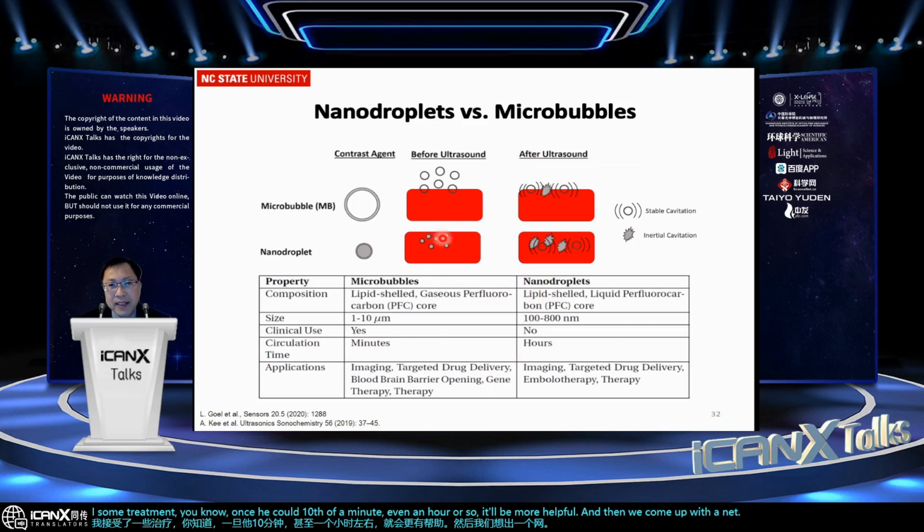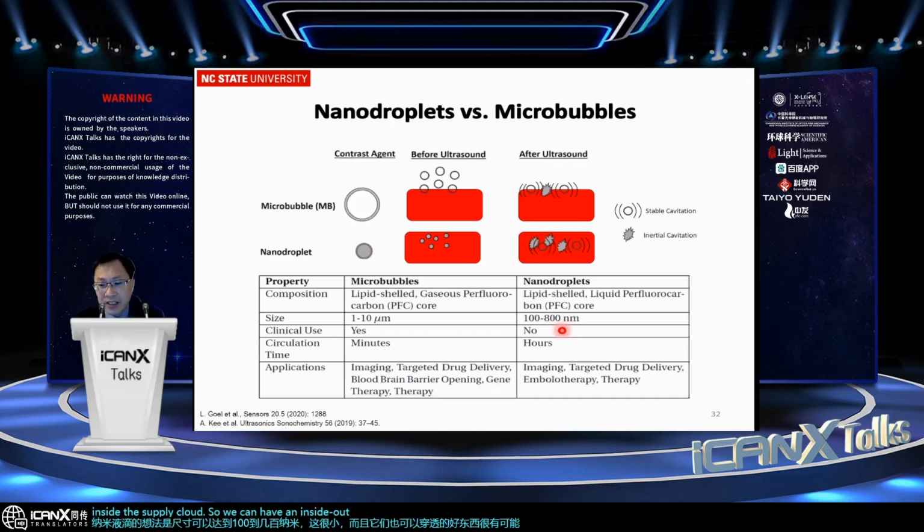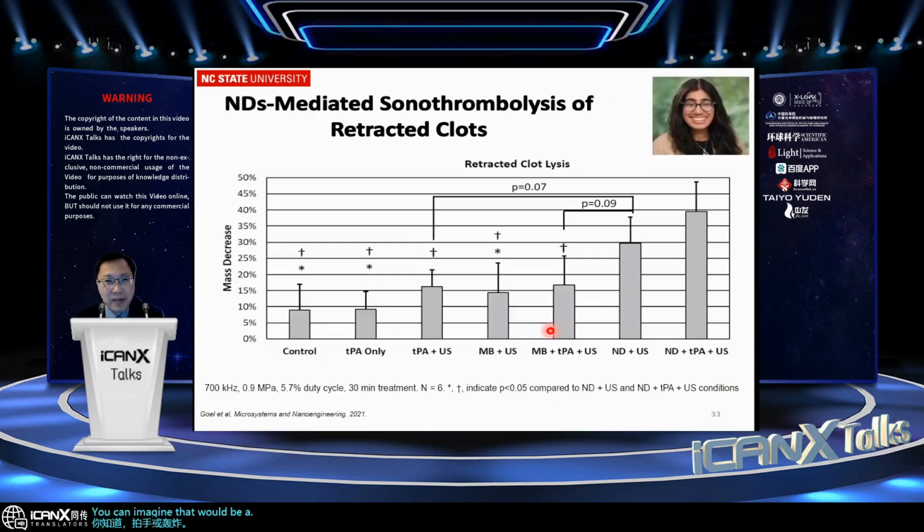The nanodroplet idea is that the size can go to 100 to a few hundred nanometers. That's small. And the good thing, there's a good probability they can penetrate inside those blood clots. So we can have an inside-out kind of cavitation. Now you think about it, you build this small bubble bomb inside the blood clot and cause the bomb to collapse or explode. You can imagine that would be an awesome idea, right?